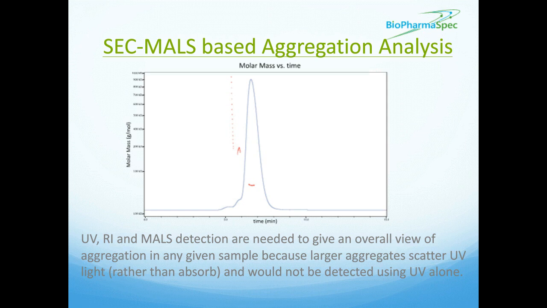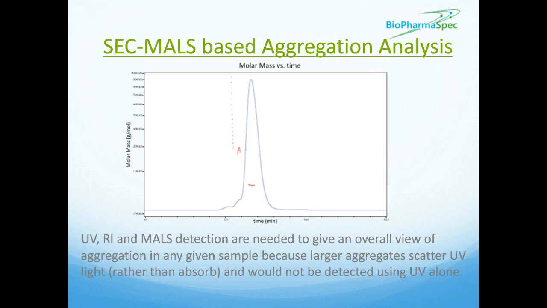We recommend this, and so do the regulators, because they have become more and more aware that if you have larger aggregates, instead of just absorbing UV light, they tend to scatter the light rather than only absorb it. So SEC-UV on its own can potentially underestimate the amount of large aggregates that you have in your system.